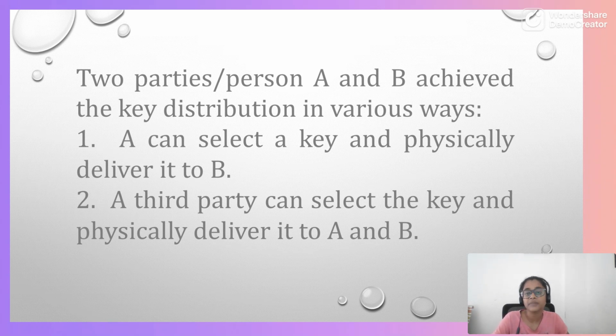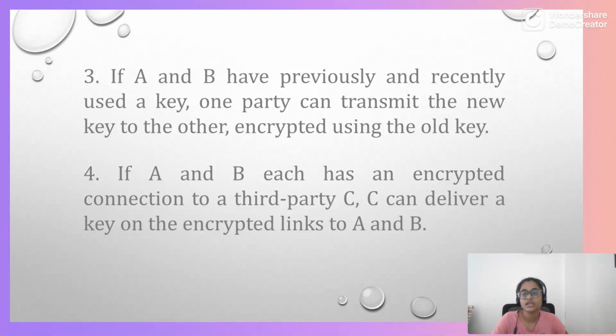Or a third party can select the key and physically deliver it to A and B. Or we can have the other way, where if A and B have previously and recently used a key, one party can transmit the new key to the other encrypted using the old key. Or we have the fourth way, where A and B each have an encrypted connection to a third party C, and this C can deliver a key on the encrypted links to A and B. So these are the four different ways in which a key can be generated or distributed.